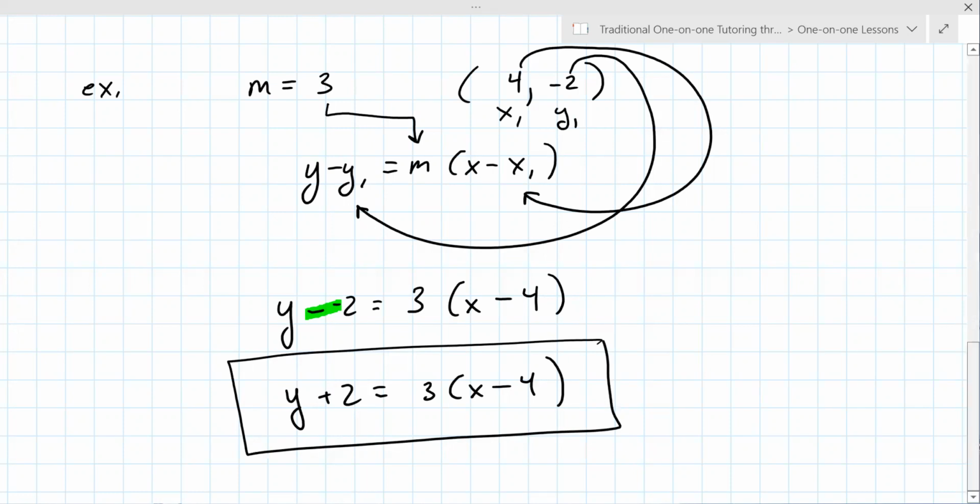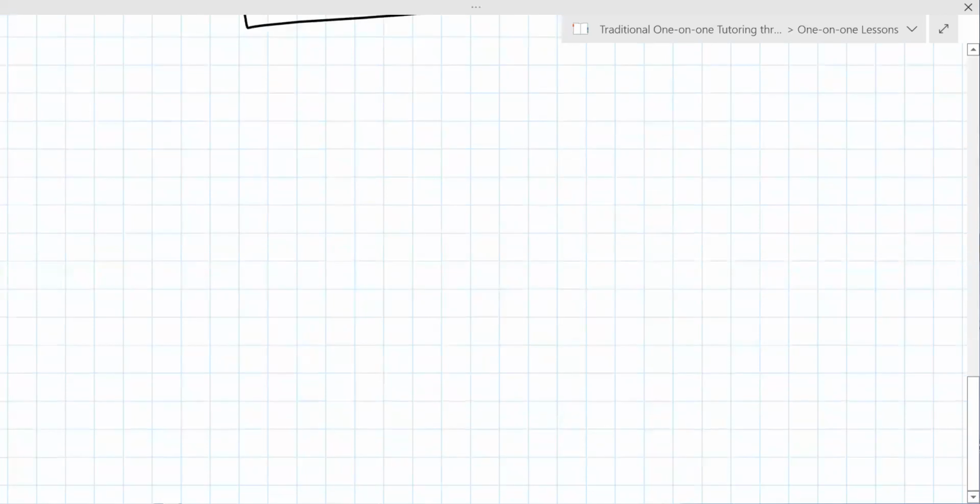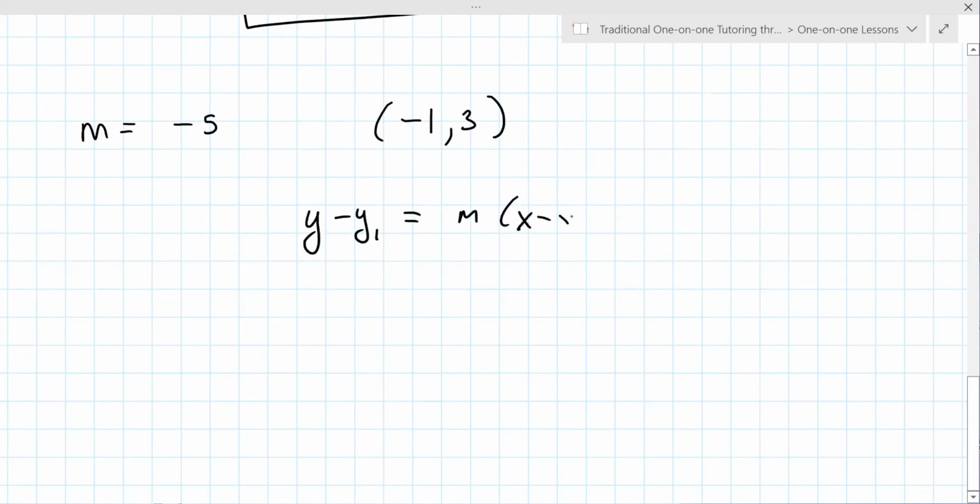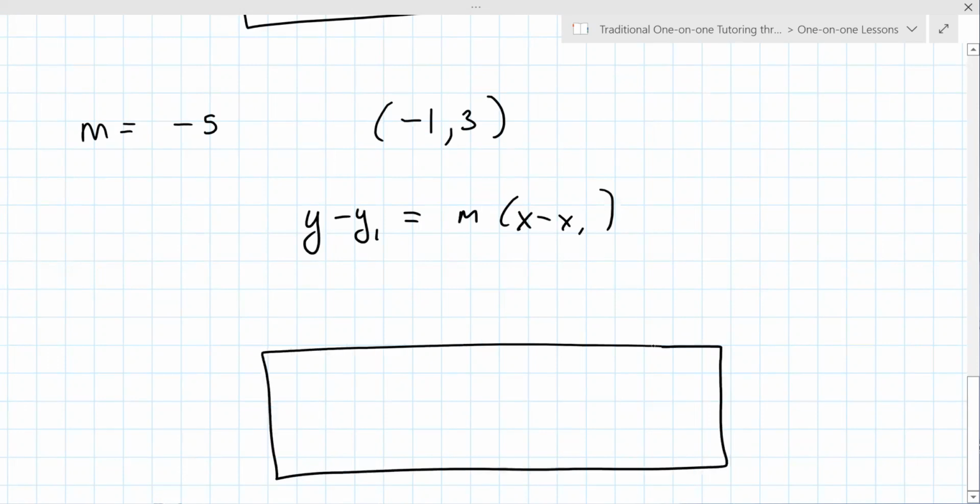Okay. So you ready for another one? Yeah. Okay. Let's say the slope is -5 and the point is (-1, 3). Again, I just want to know what your final answer is. Take as much time as you need to figure that out.